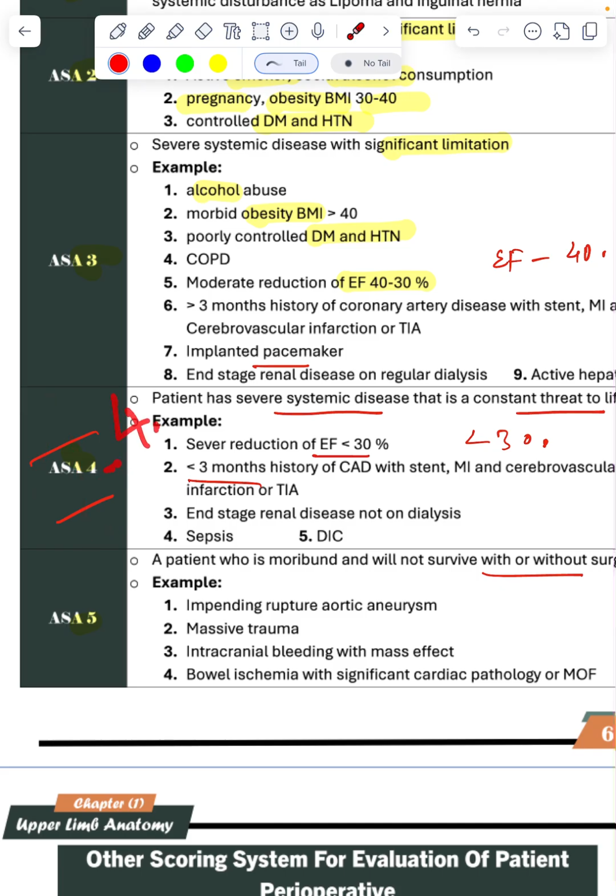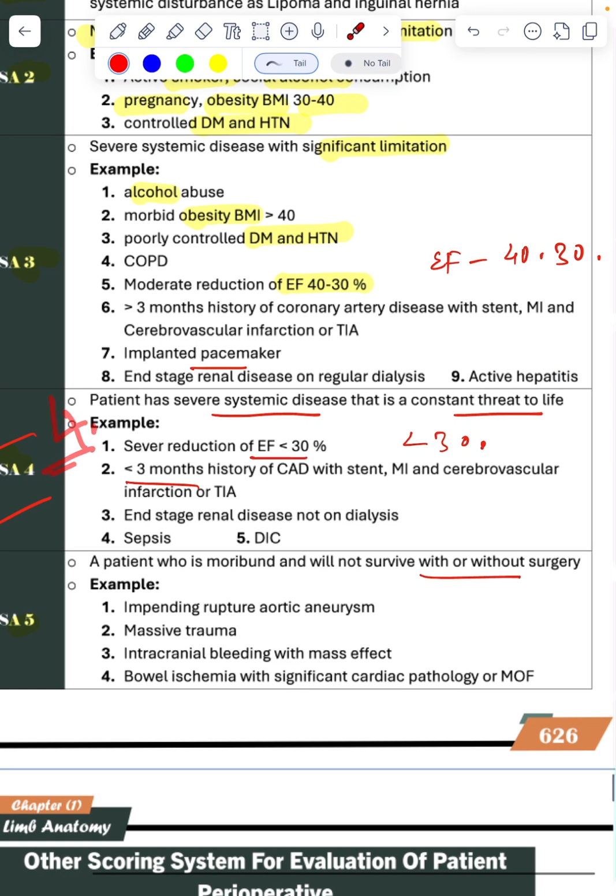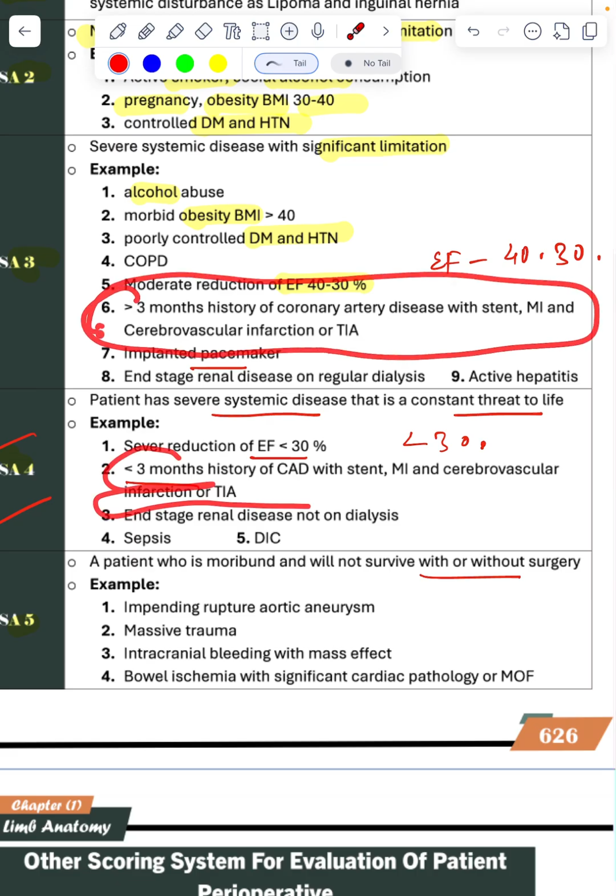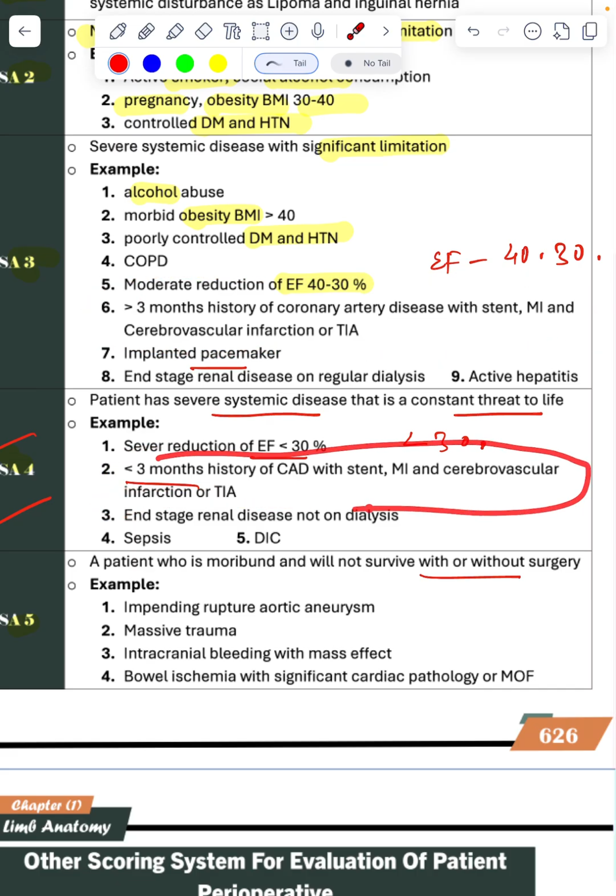Grade 4 are supposed to be patients with severe systemic disease and threat to life. Ejection fraction less than 30. This is the question: less than 3 months. Okay, this is more than 3 months. If it is more than 3 months, it is grade 3. Less than 3 months, it is grade 4. Renal disease, sepsis, DIC, perforation peritonitis, grade 4.